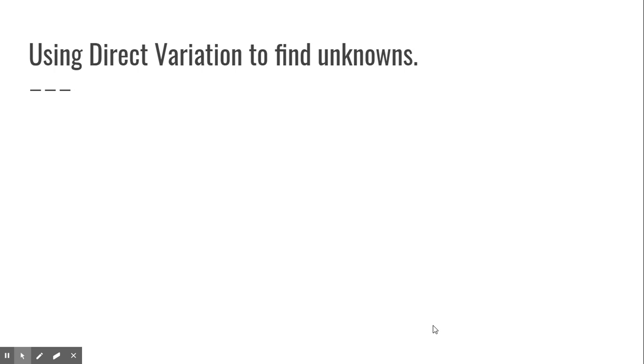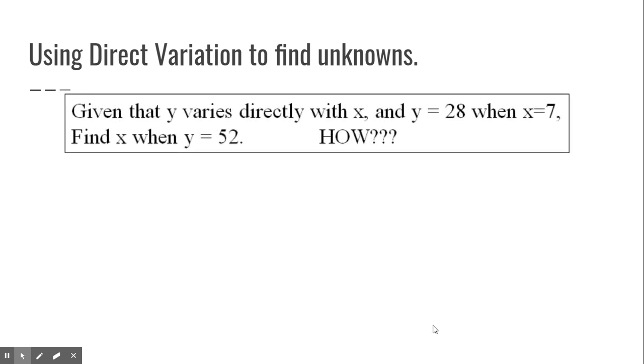Using direct variation to find unknowns. So here is what the questions are going to look like. Given that y varies directly with x, so that's already reminding you y varies with x, so y over x. It says, y equals 28 when x equals 7, find x when y equals 52. So we're using direct variation or proportionality to solve for x. Find out what x is when y equals 52.